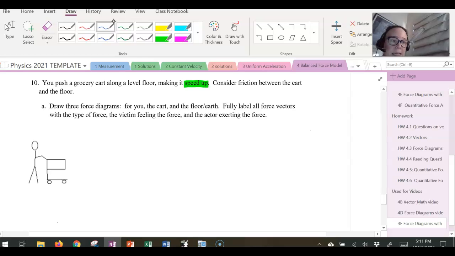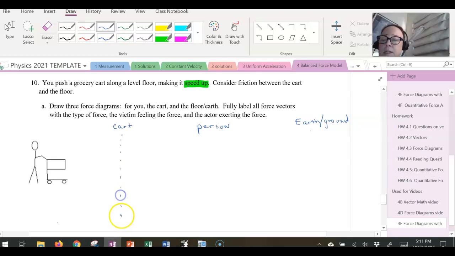Now, in order to see the third law pairs, I'm going to have to do more than one force diagram. That's because the pair of forces each act on different objects. And so you won't see a Newton's third law pair within the same force diagram. So I'm going to do 3 force diagrams, one for the cart, one for the person, and one for the earth/ground. They're really kind of the same thing. Okay, so I'm just going to get ready to draw these force diagrams.